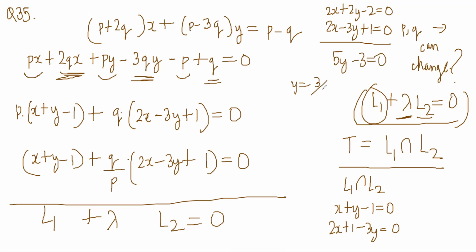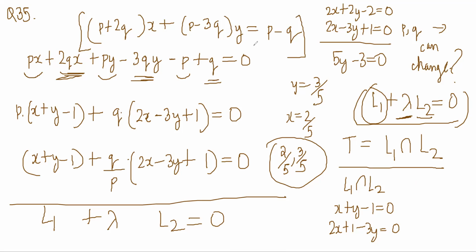So y is equal to 3 by 5. And if you put that, you get x is equal to 2 by 5. So it always passes through (2 by 5, 3 by 5), right? Understood. This is a family of lines question. Like I didn't figure that out. As soon as you get p, q parameters and are asked which point it always passes through, then you have to remember that the theory was that L1 plus lambda L2 always passes through L1 intersection L2. So you have to set it up to make it look like L1 plus lambda L2.